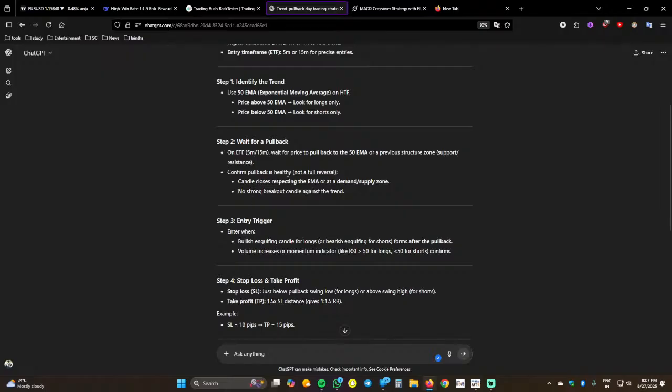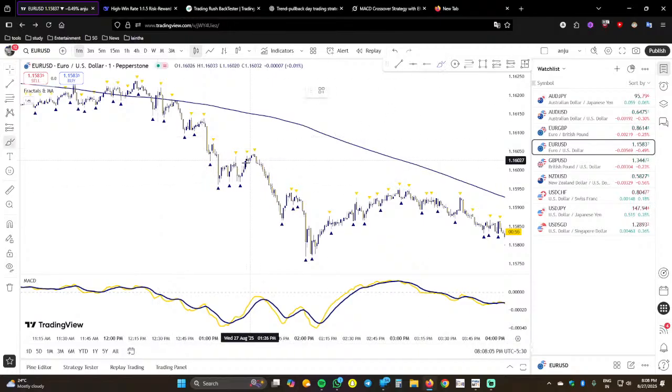It is asking me to identify the supply and demand zone where the pullback is going to happen, and to confirm the pullback is healthy. No strong breakout candle. It is asking me to find signs of reversal from that pullback. So it is asking me to identify these pullbacks and signs of resistance. Maybe it's asking me to plot some resistance and then take this trade.